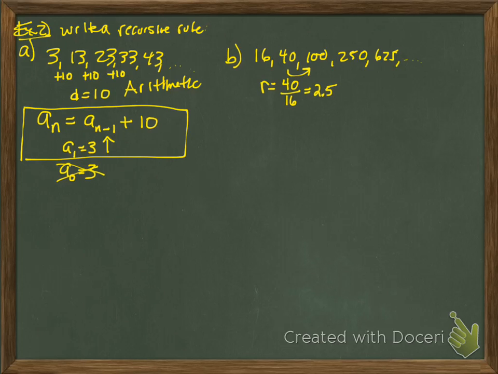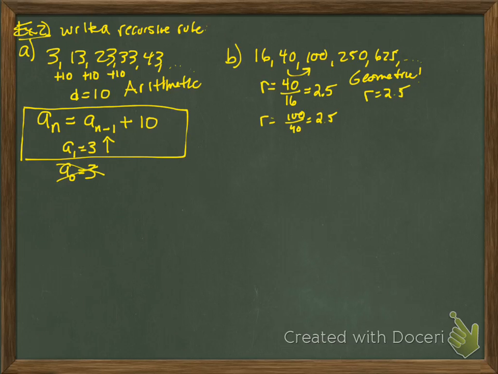And let's double check that this works for a few more. If I did 100 divided by 40, and you divide that in your calculator, I think you're going to get 2.5 again, and so on it will work. So this is geometric, and the common ratio is 2.5.